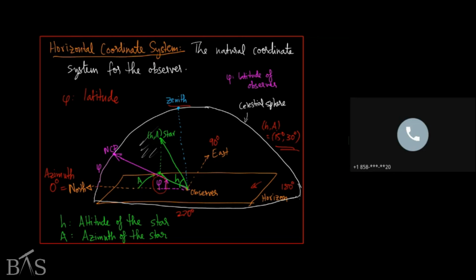Okay. The zenith has altitude equals 90 degrees. Any point on the horizon has altitude equals 0 degrees. I think this should be obvious. What is the azimuth of the zenith? It is undefined, because whichever azimuth I start from and go up to the zenith is only one point. So the azimuth of the zenith is undefined.